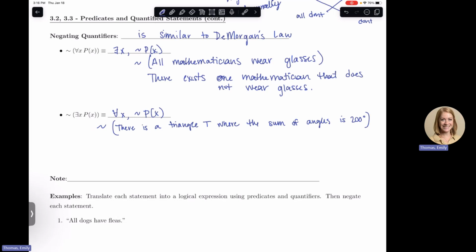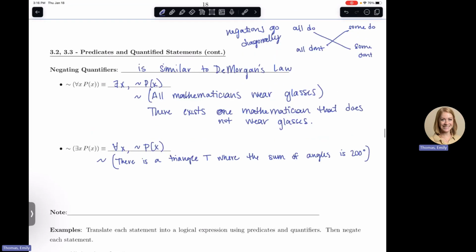Thinking about this is just putting the not in there, right? There does not exist a triangle where the sum of angles is 200 degrees, or for all triangles, it's not 200. With the there is, that's a some do. This one triangle T has a sum of angles which is 200. So the negation of that would be that all triangles do not have the sum of angles being 200 degrees. Yeah? No?